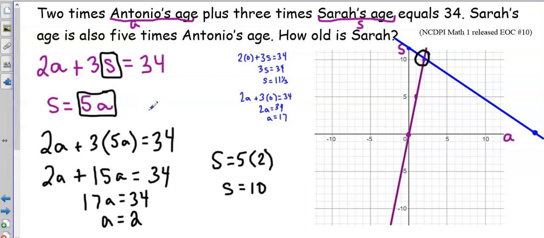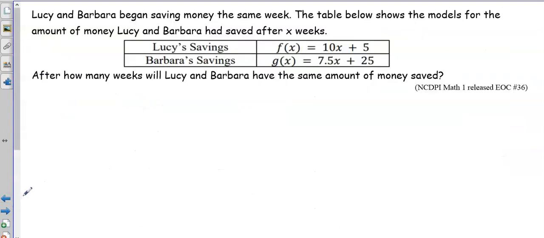All right, let's look at another example. Lucy and Barbara began saving money the same week. The table below shows the models for the amount of money Lucy and Barbara had saved after x weeks. So Lucy's savings is f of x, so 10x plus 5, so 10 times weeks plus 5. And then Barbara's savings, 7.5 times the weeks plus 25. So after how many weeks will Lucy and Barbara have the same amount of money saved?